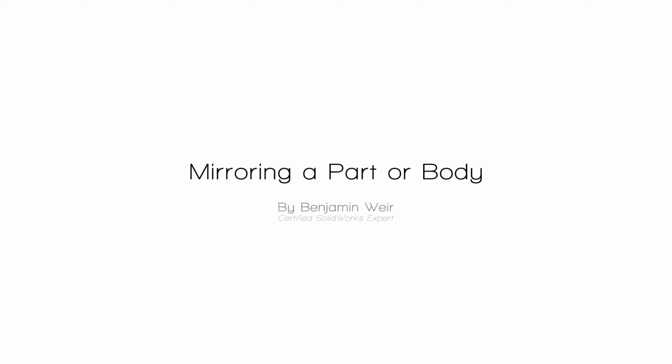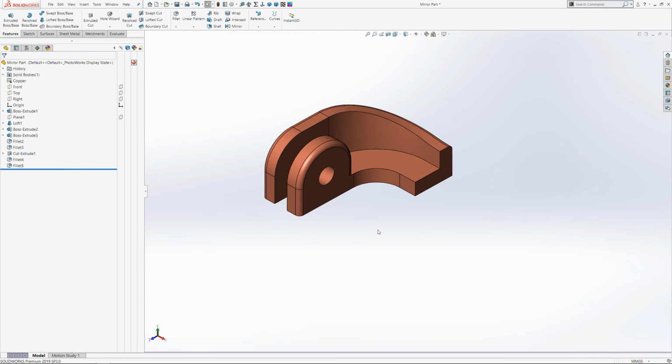In this video I'm going to go over how to mirror a part or a body. The very first thing we want to do is make sure we're in the Features tab in the top left. Once we're in the Features tab, we're going to make our way along here and select Mirror.